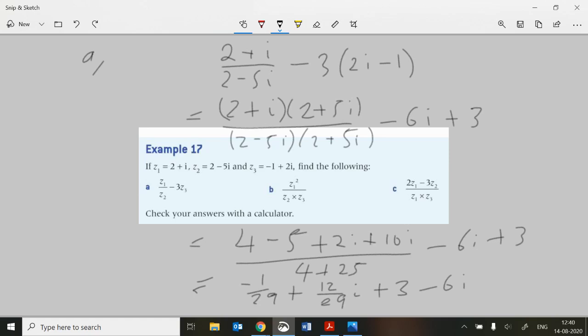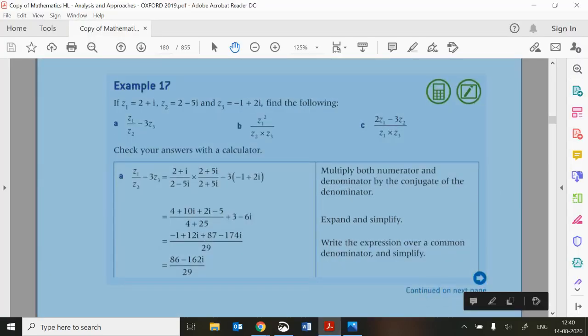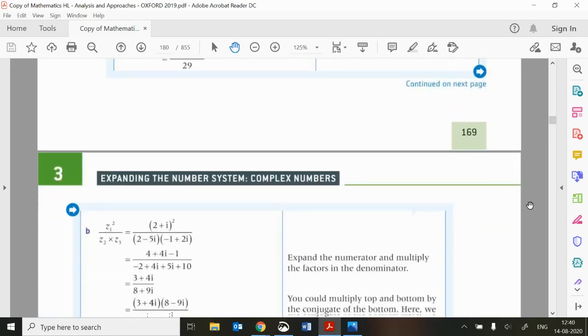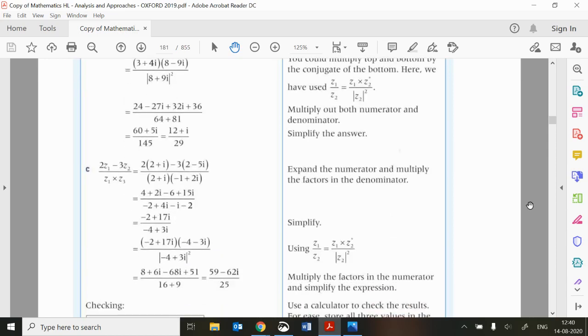Okay, so next question, and you can see what they've done there. And I'm not going to take the other ones forward, but you can see what they've done for part b. The answer should be (12 plus i) over 29, or 12 over 29 plus 1 over 29 i. And you can see what they've done for c as well. It's pretty straightforward stuff.